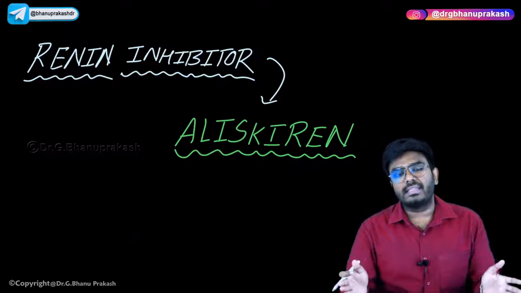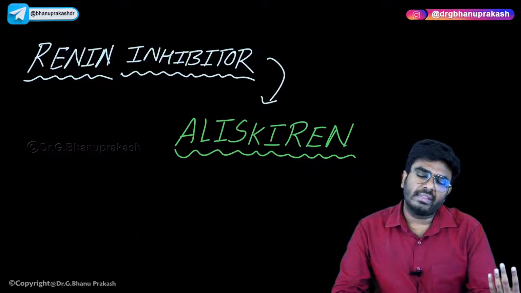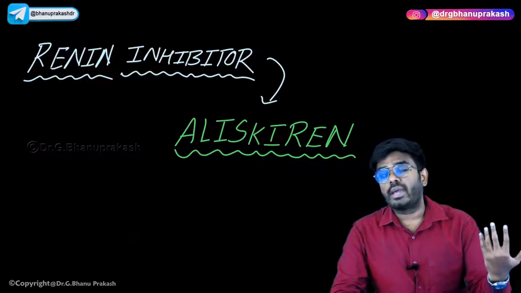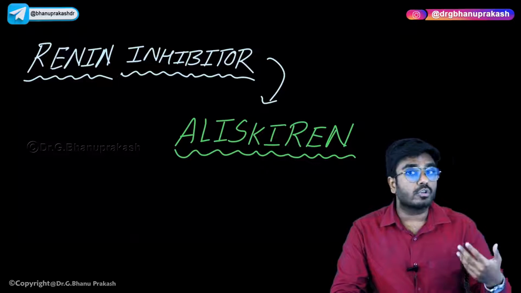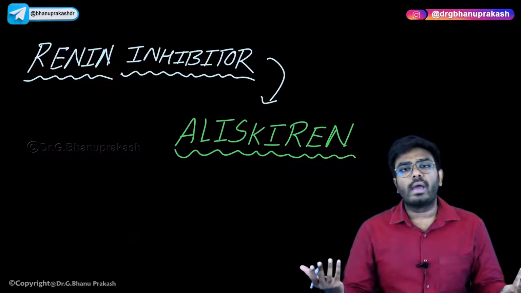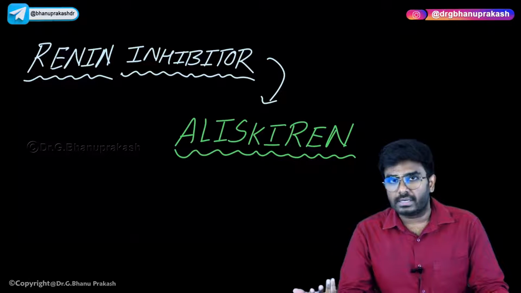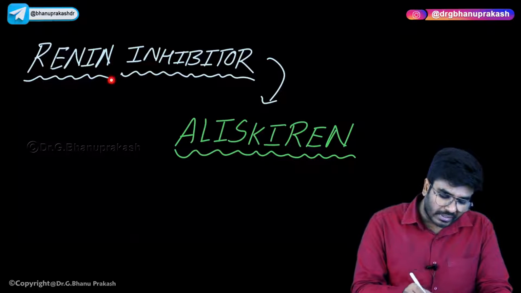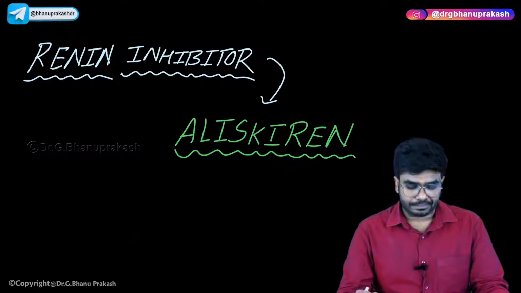So, whenever renin is inhibited, there is no way that angiotensinogen will be converted into angiotensin 1. If there is no angiotensin 1, there is no angiotensin 2. If there is no angiotensin 2, there is no aldosterone. No BP will be increased. Okay. So, the renin inhibitor is aliskiren.